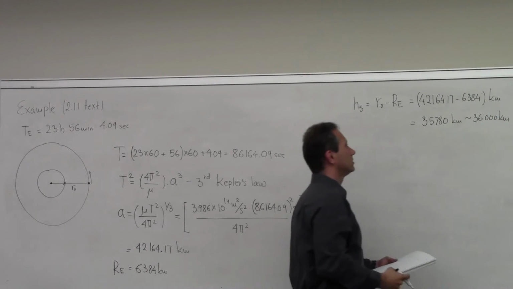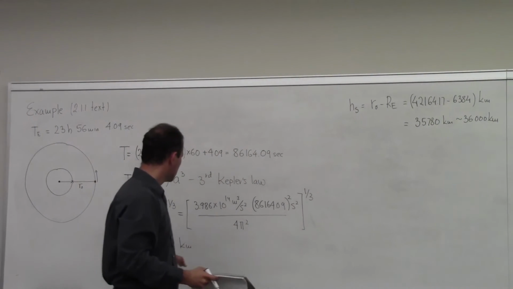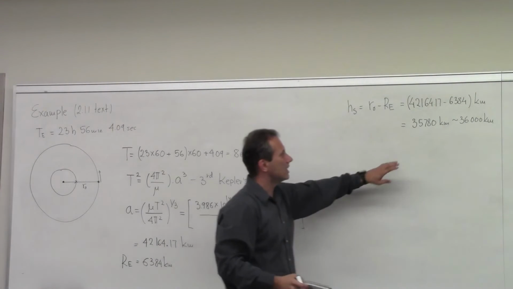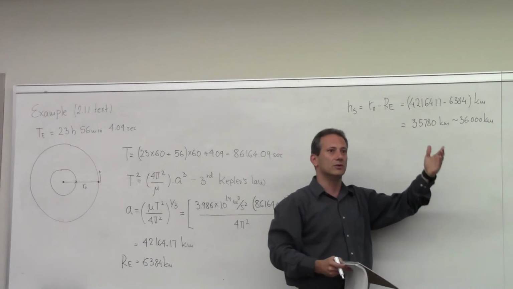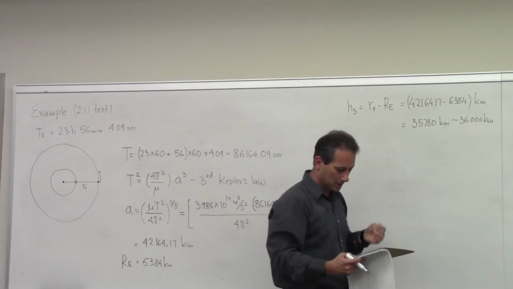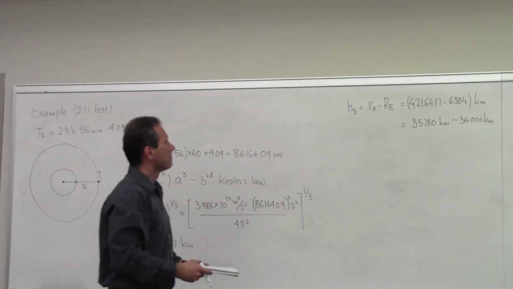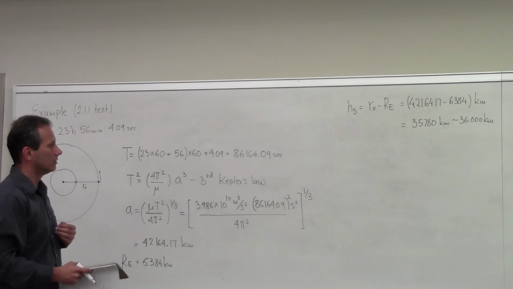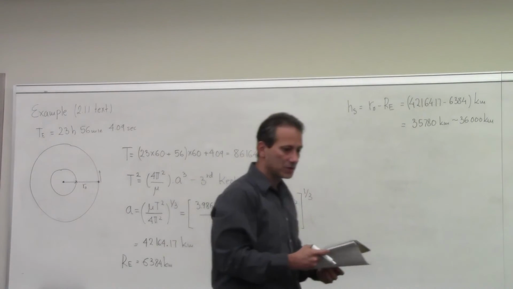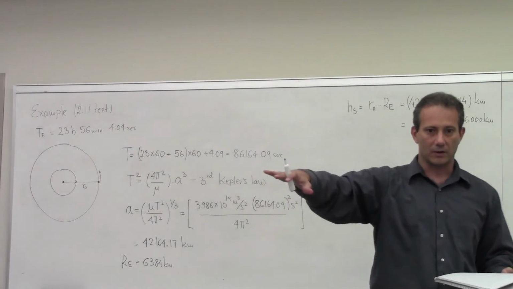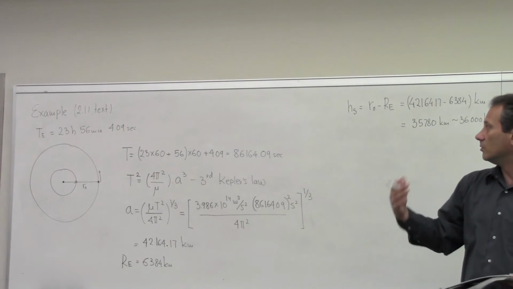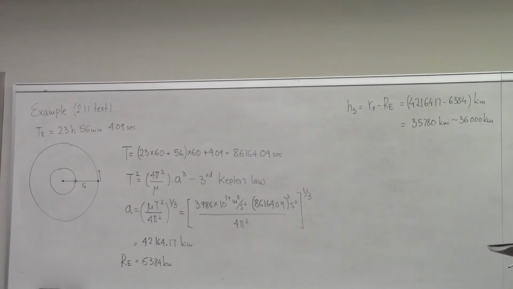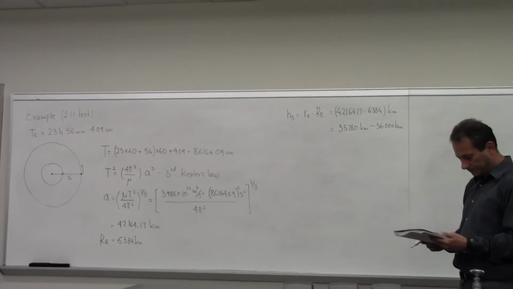So you will find in literature both of these numbers, 42,000 kilometers, which is the distance from the center of the Earth, or 36,000 kilometers, which is the actual altitude of the satellite above the surface of the Earth. Okay? And this satellite will be, as I said, on a geostationary path. It will sit on the equatorial plane, and it will move in such a fashion that it's always seen in the same spot when you view it from the ground.